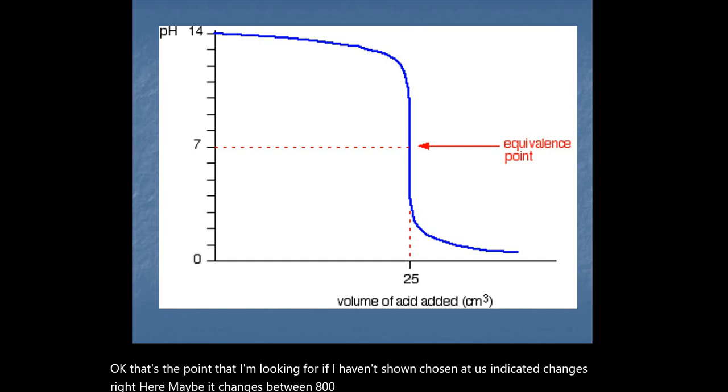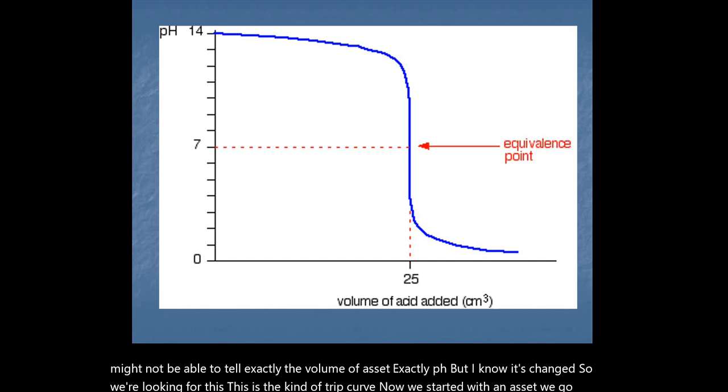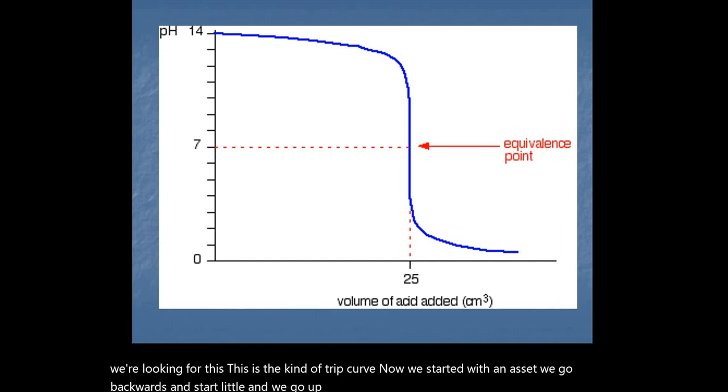I might not be right at my equivalence point. I might not be able to tell exactly the volume of acid, or exactly the pH, but I'll know it's changed. So we're looking for this. This is the kind of curve. Now, if we started with an acid, it would go backwards. We'd start low and we'd go up high, and that's what we're going to be doing.